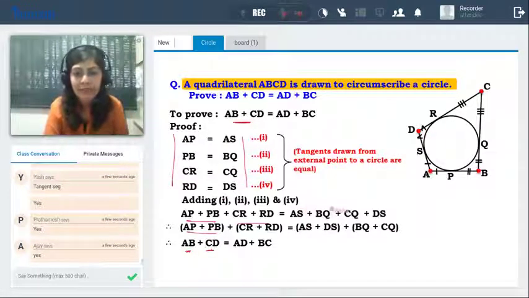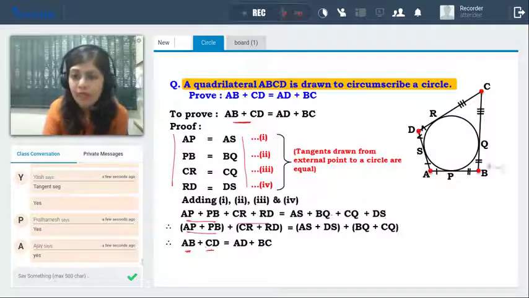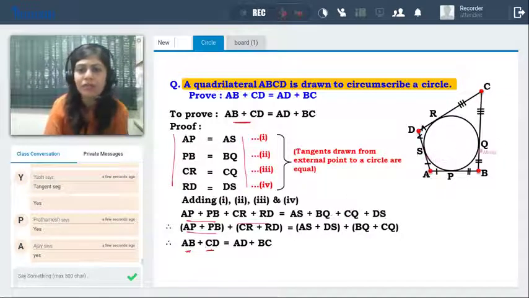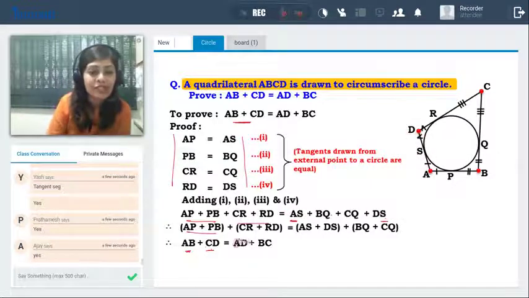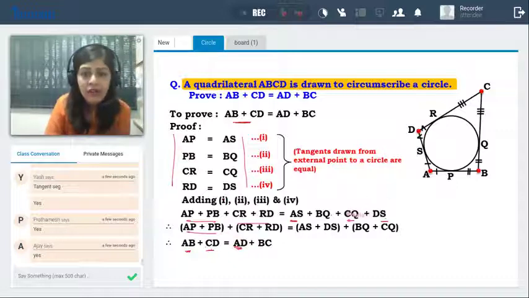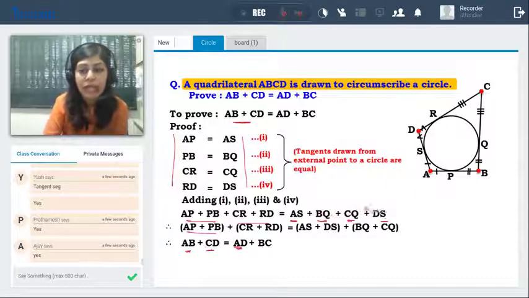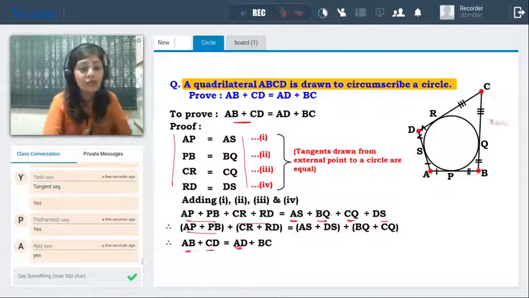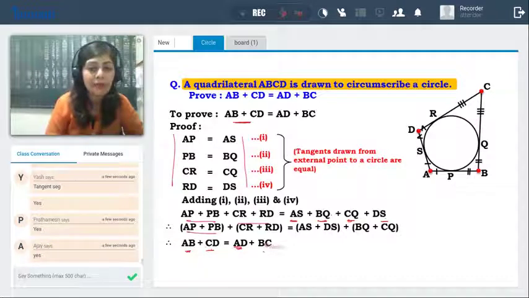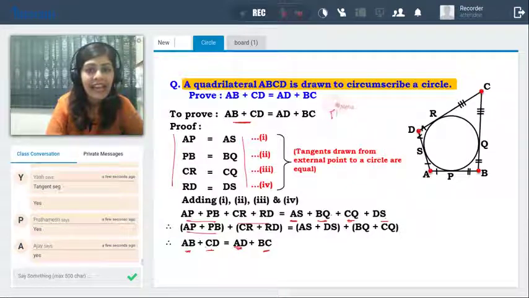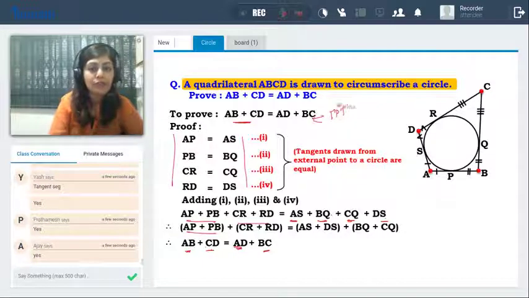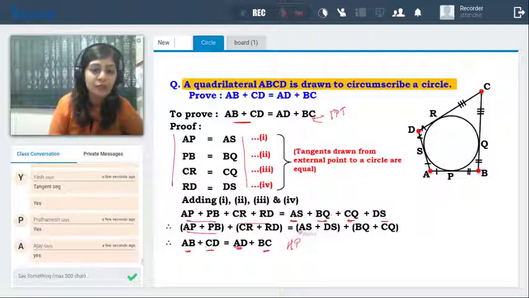What do we have? AS, BQ, CQ, DS. AS is here, BQ is here, nothing in common. But what about AS and DS? Yes, AS and DS form the single segment which is AD. And so now we obviously have no choice but to group BQ and CQ. BQ and CQ form the next segment which is BC. And there we go. We have got what we wanted, right? We have hence proved this part. We had to prove this part and it's hence proved.